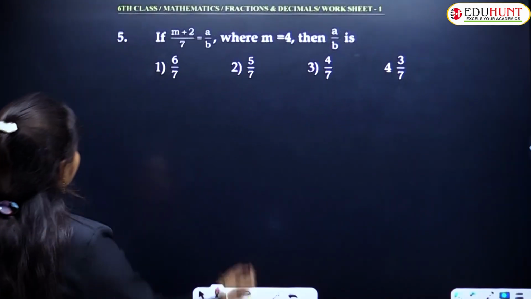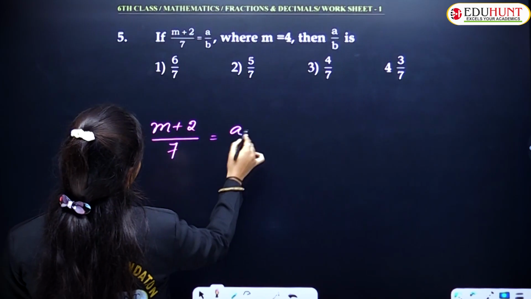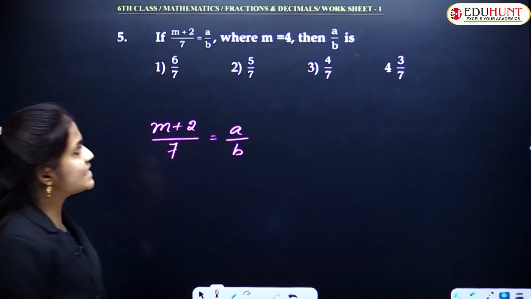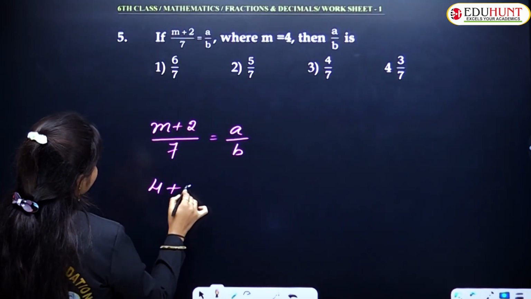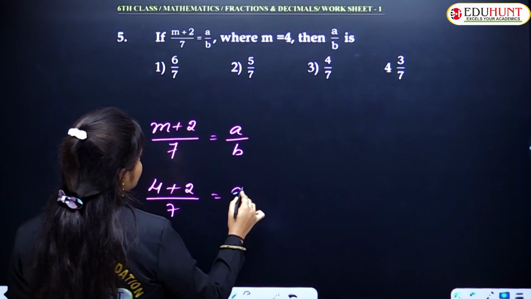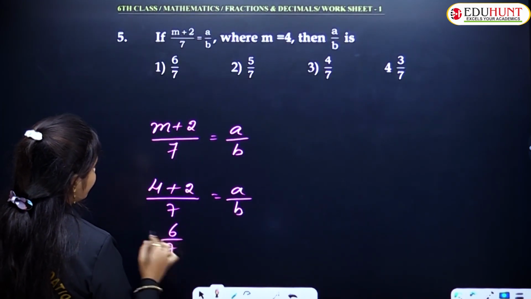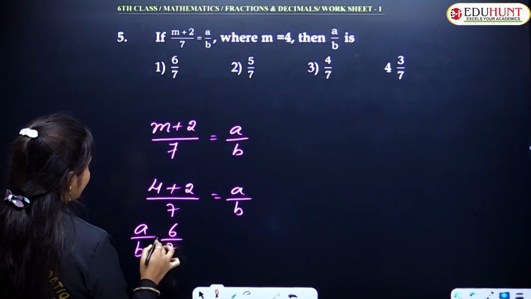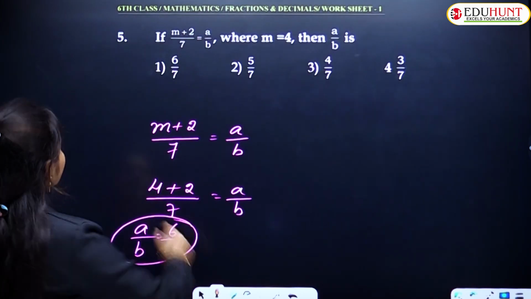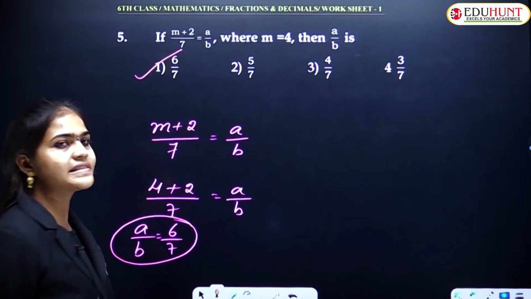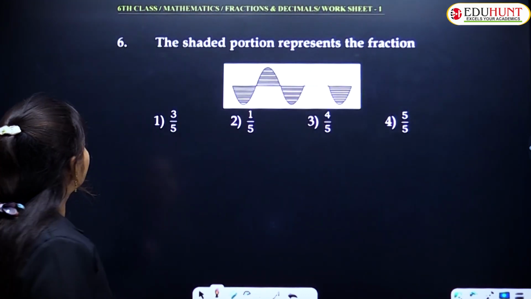Next, if m plus 2 by 7 is equal to A by B, where m is equal to 4. So 4 plus 2 by 7 is equal to A by B. Then 4 plus 2 is 6 by 7. So A by B is equal to 6 by 7. Which option is correct here? Option 1 is correct, that is 6 by 7. Understand? Yes.